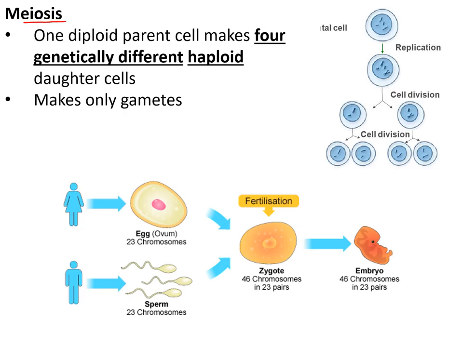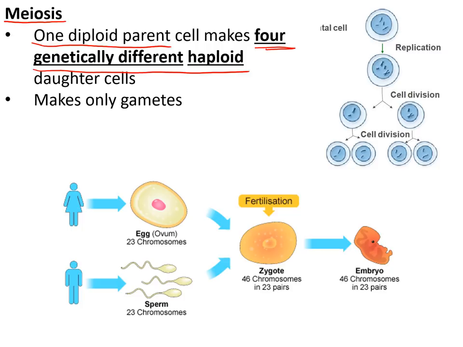Meiosis, on the other hand, is used to make only your gametes. So only your sperm cells, chaps, and your egg cells, ladies, are produced by meiosis. In meiosis, one diploid parent cell makes four genetically different haploid daughter cells. And as I said, this only makes gametes.